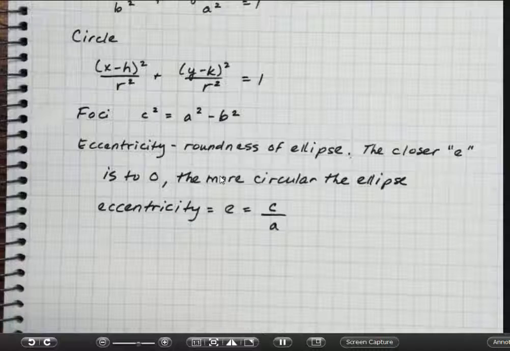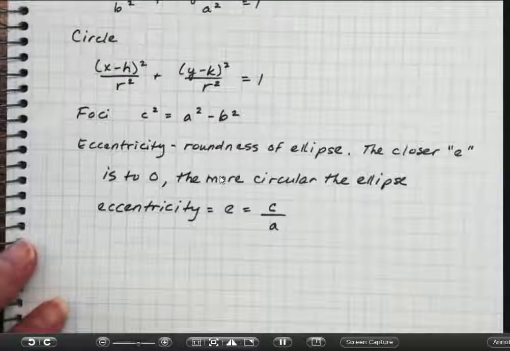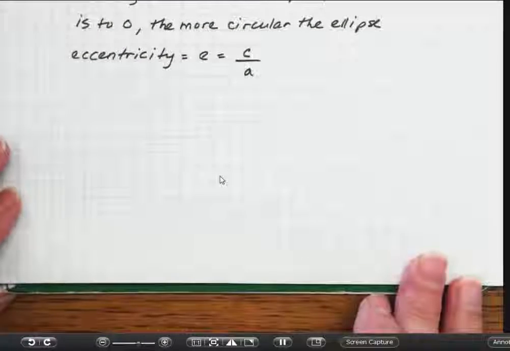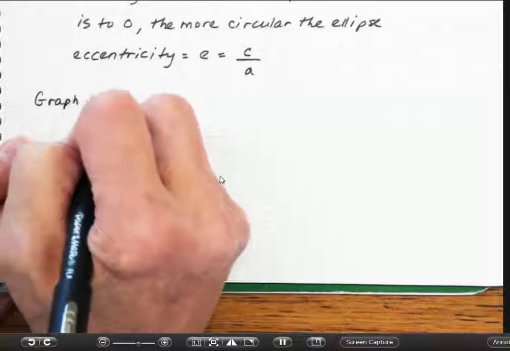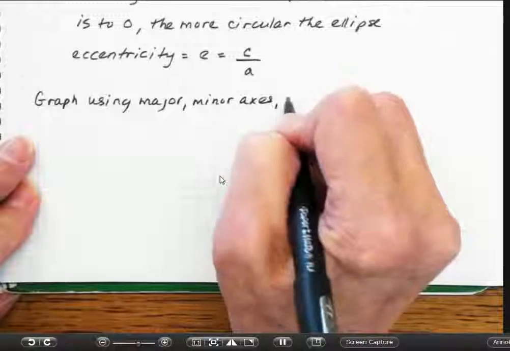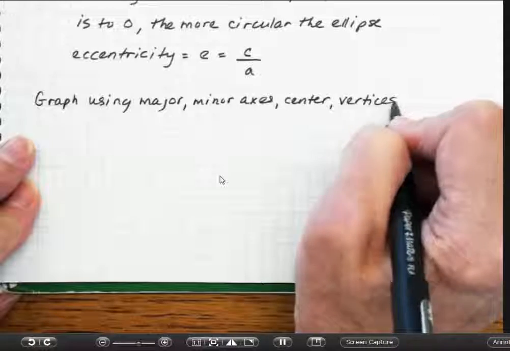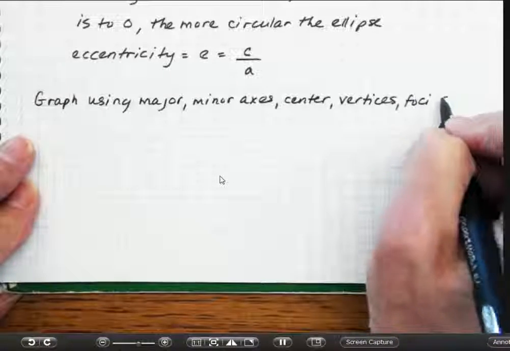So we're going to go through and do some graphing and some solving of ellipses. And the directions are going to be very similar to what you have in your book under section 7.4. So we're going to graph using the major axis, the minor axis, the center, the vertices. We're going to find our foci, and we're going to find our eccentricity e.